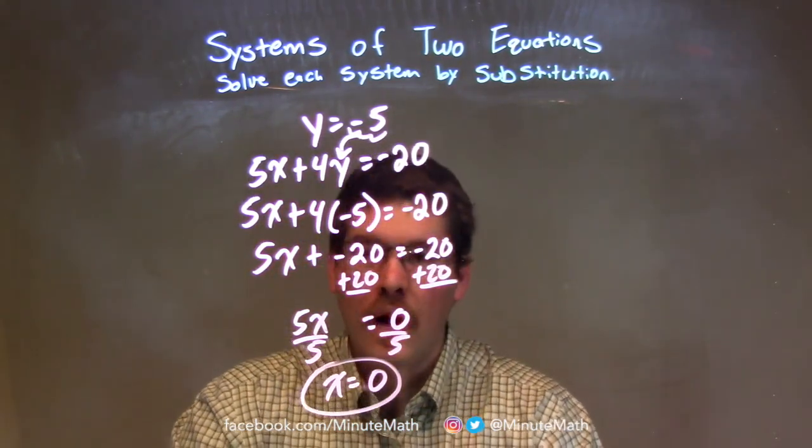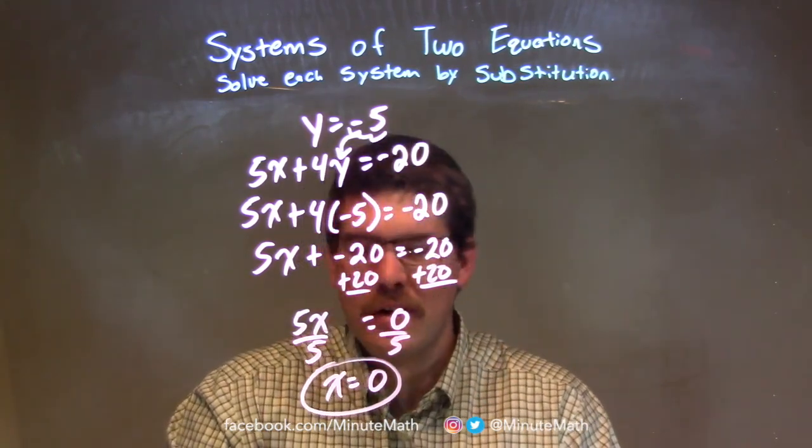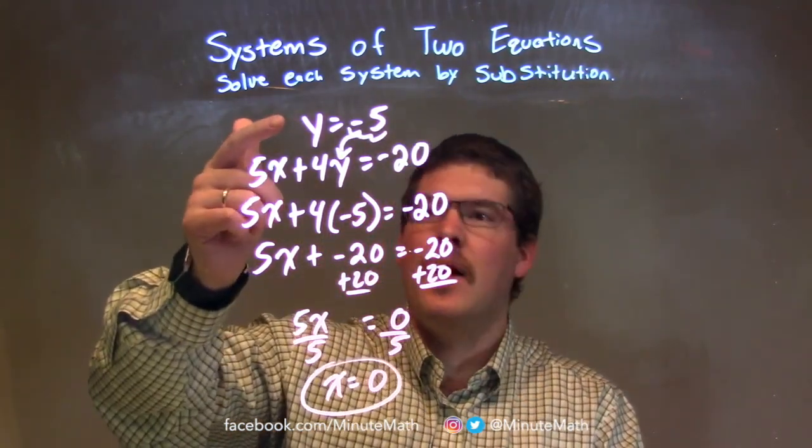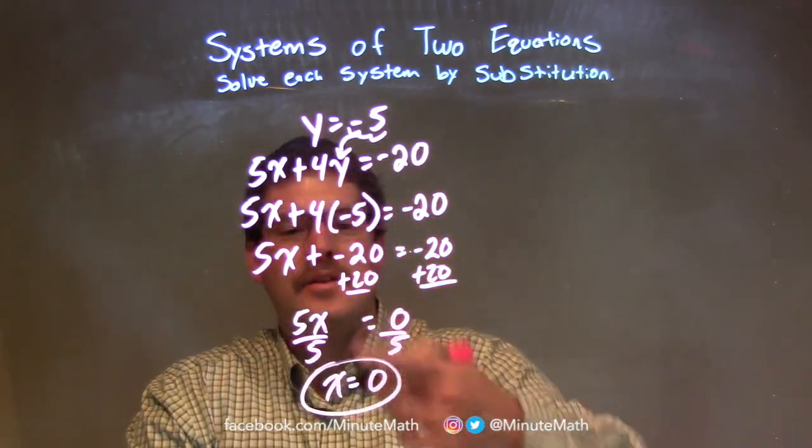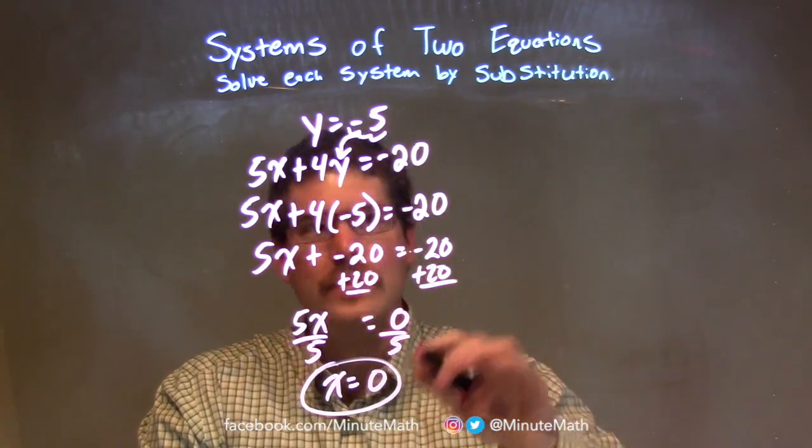Now we need to find the y value. Well, this one's actually pretty good if you can see it. We're already given that y is equal to -5, and so that's what it is. But let's go plug it into the second equation just to be sure.